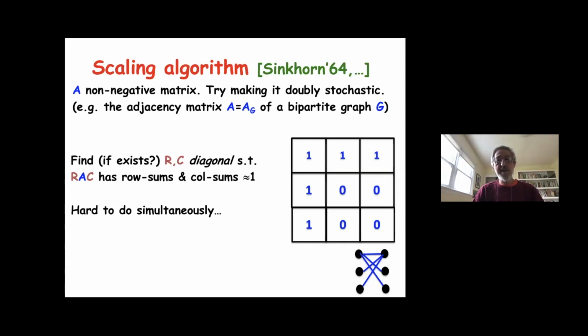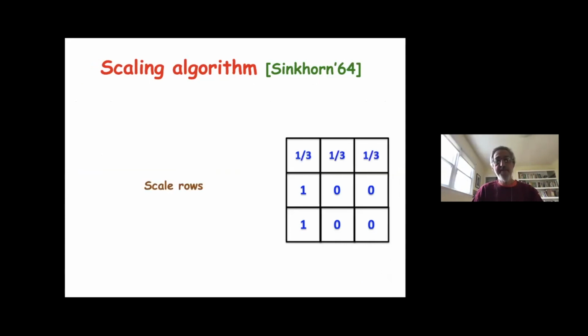And the brilliant, or you can say naive, stupid, ingenious idea of Sinkhorn and others was that, okay, it may be hard to do simultaneously, so let's do them one at a time. Let's make the row sums 1, and then later the column sums. Okay, so let's try to do it. Here's a run of this naive algorithm. Here we scale the rows, so now all the row sums are 1. We multiply the first row by 1/3.